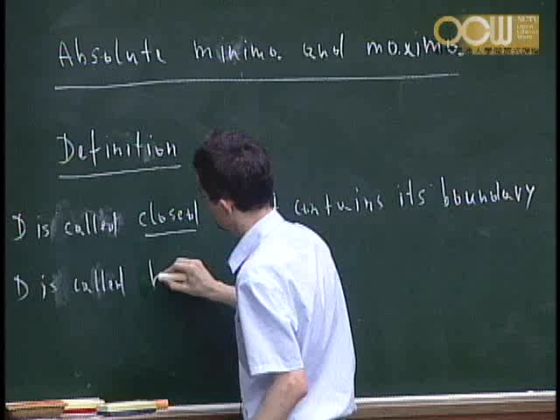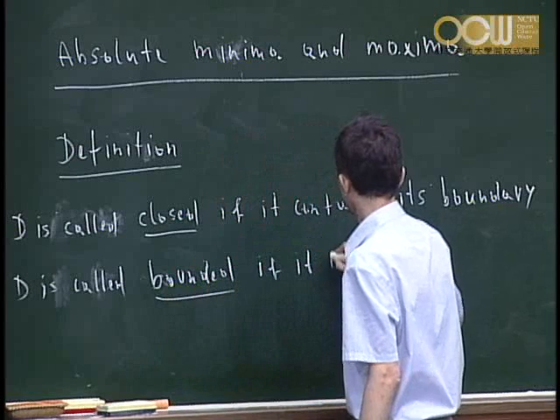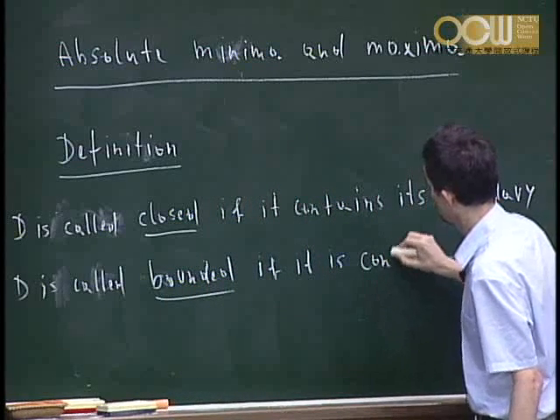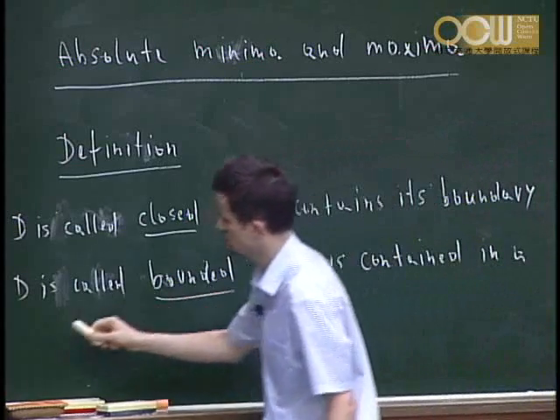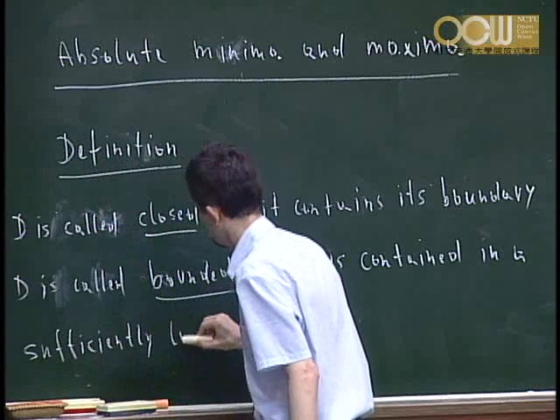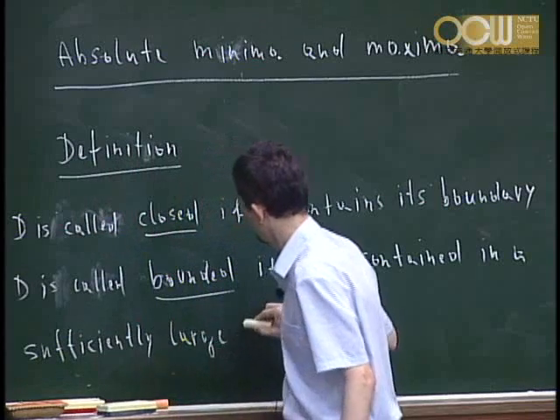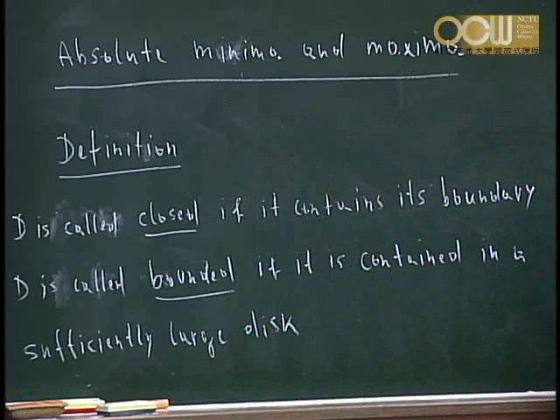And D is called bounded if it is contained in a sufficiently large disk. Okay, so for instance, if you look at the set D, which is given by the easiest example, maybe the unit disk.